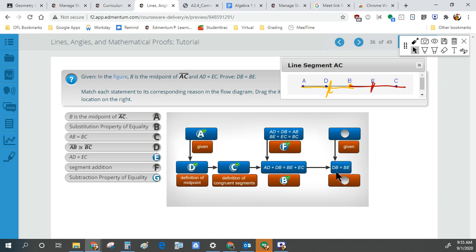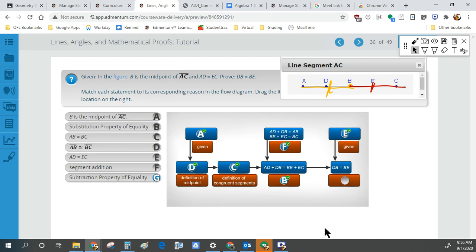So from here, we're essentially saying these are equal. Why are we saying those are equal? Well, think about it. If we cancel out this, oh, I forgot this part right here, where it says DB is equal to BE. So DB, where's that statement? Oh, here it is. AD is equal to EC. That's given. So this flow proof is putting your two givens together.